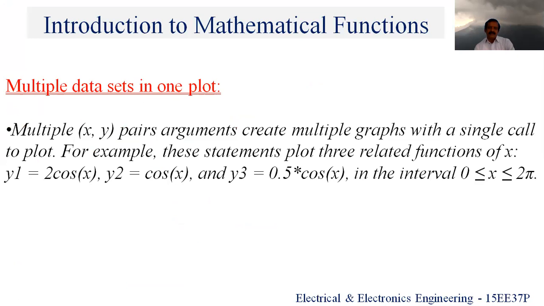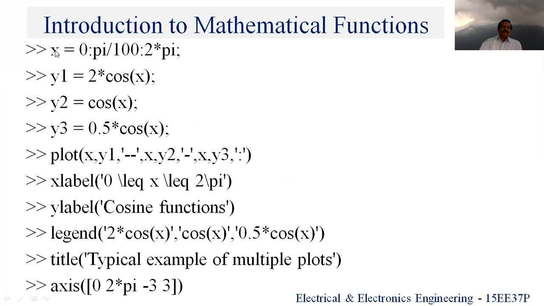Now the pairs of multiple graphs is given by an example where y1 is equal to 2 cos x, y2 is equal to cos x, and y3 is equal to 0.5 cos x, with an interval of 0 to 2 pi, where we have variation of x in between them. So for this we have a program like this. This program I will take into MATLAB, then I will explain each and every line here.